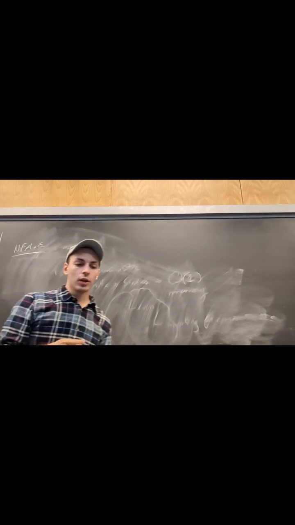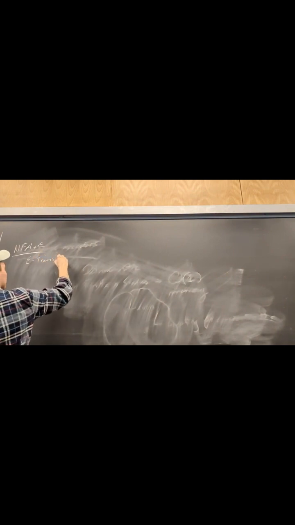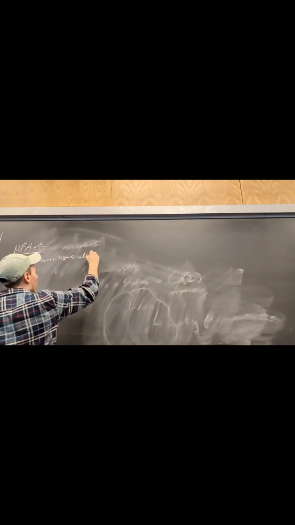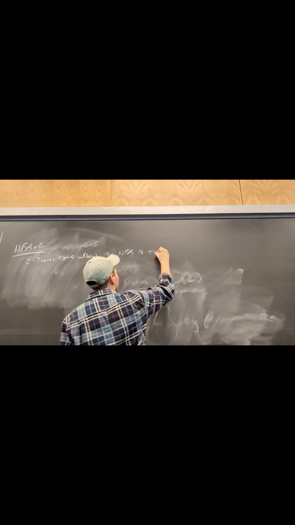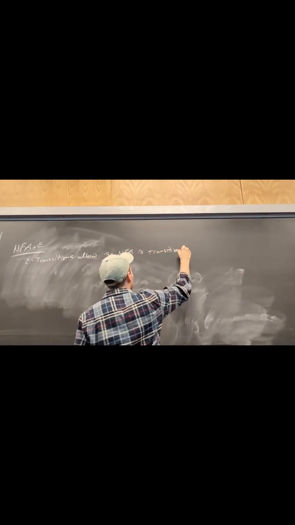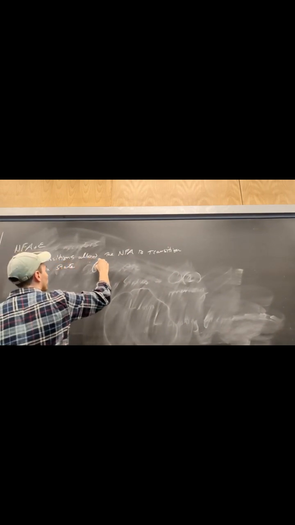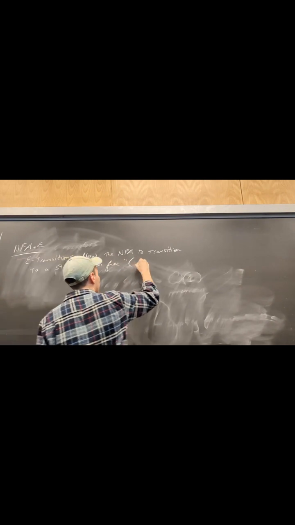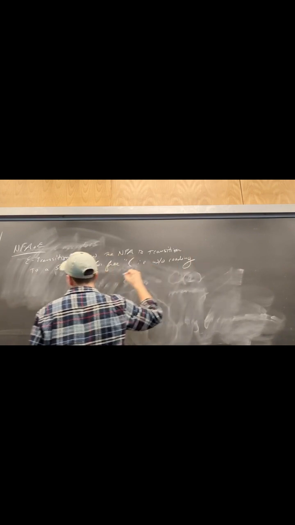Okay. So another cool thing you can do with NFAs is you can have NFAs which have epsilon transitions. So what are epsilon transitions? Epsilon transitions allow the NFA to transition to a state, I would say for free, or really more technically, i.e. without reading from the input tape.